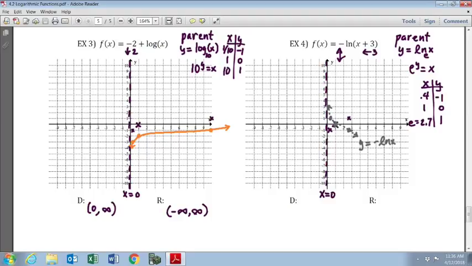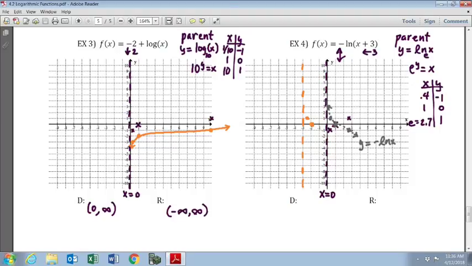Now we've got to move everything left 3. Let me change colors here. If we're going to go left 3, that will make our vertical asymptote move left 3 as well. And let's move each of these 3 gray points left 3. So 1, 0 is going to go 1, 2, 3. It'll be right there. And we need to move 0.4, 1. Let's see, 1, 2, 3. So about right there.